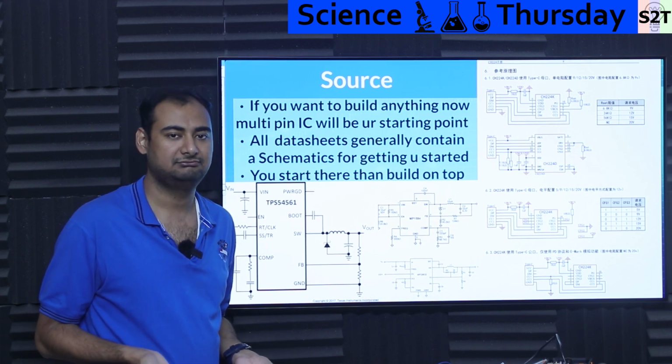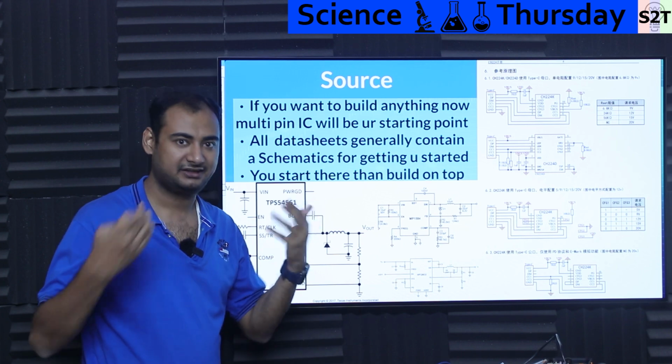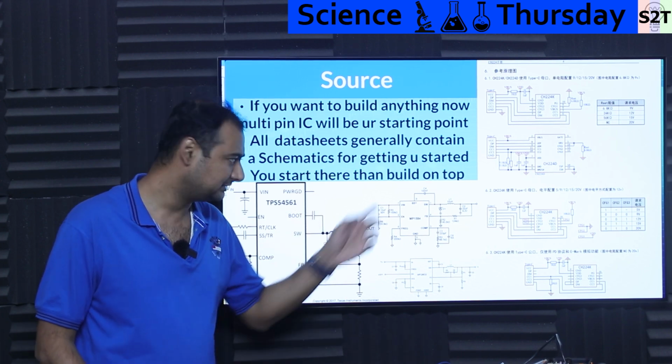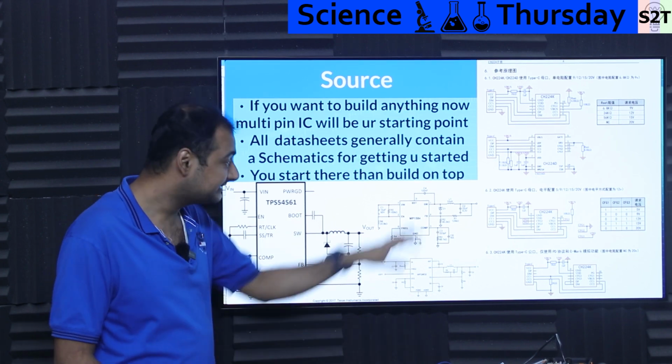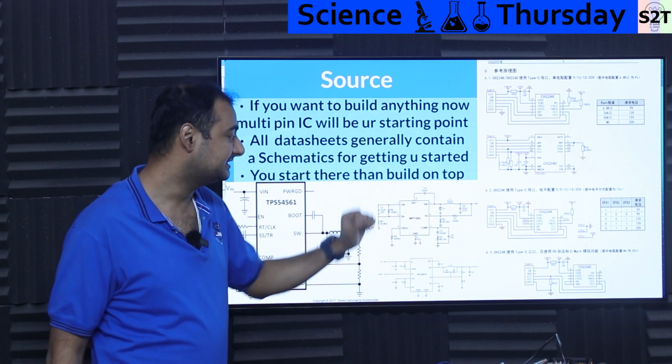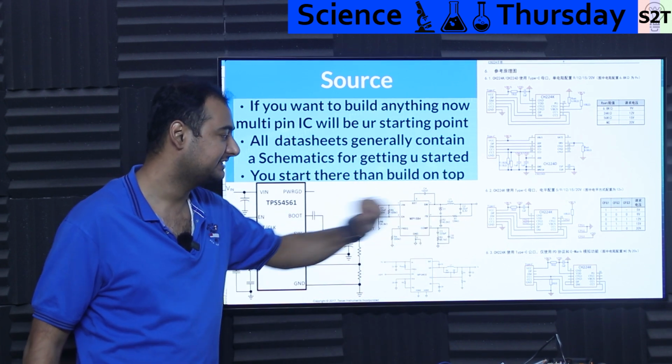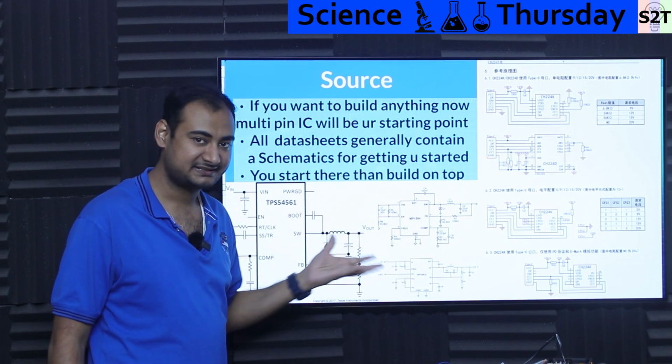How do I know how to connect it? Do you think that electrical engineers just know? No, they don't know. They look into the data sheets. They can study the language. They understand, oh, this means capacitor. Oh, this means diode. This means inductor. That's what it means. That's why schematics are so important.